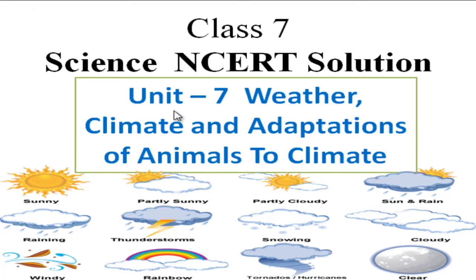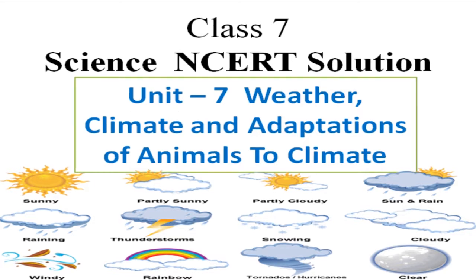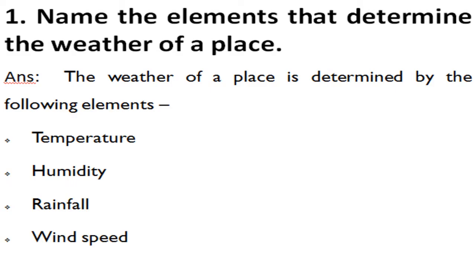Today we are going to do Science NCERT solution of Unit 7 Weather, Climate and Adaptations of Animals to Climate. We would start with our first question. Name the elements that determine the weather of a place. The answer to this question is the weather of a place is determined by the following elements: temperature, humidity, rainfall, and wind speed.